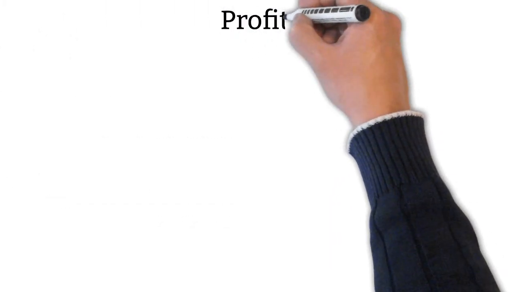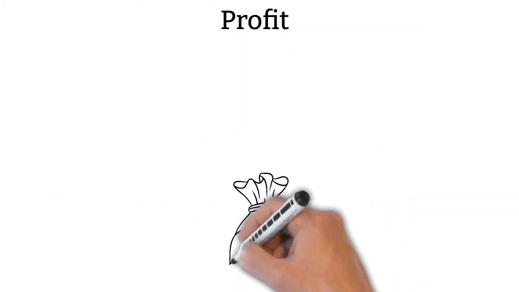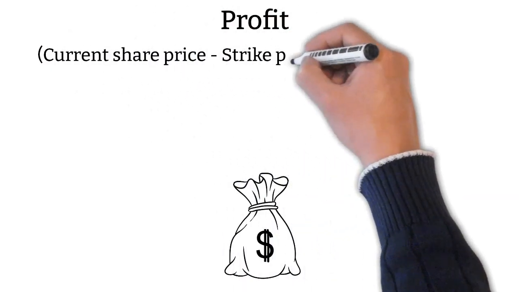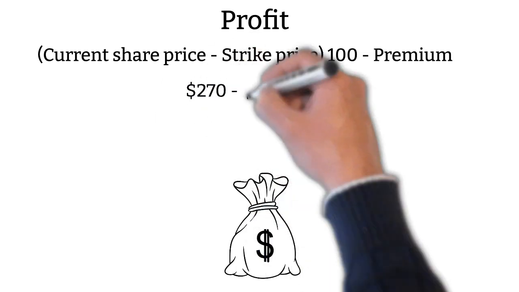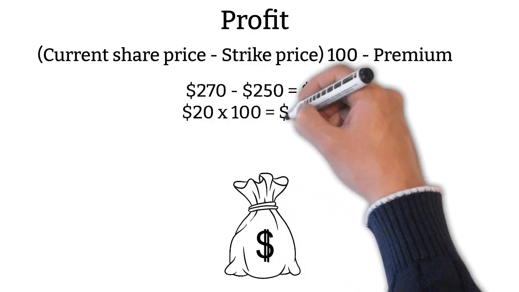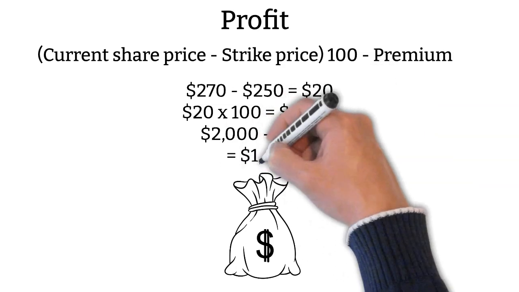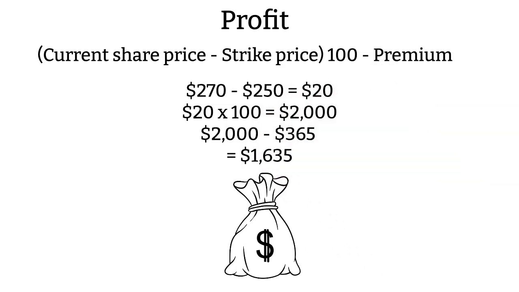Figuring out your total profit from a call contract is pretty simple. You would take the current share price, subtract the strike price from it, multiply that times 100, then subtract the premium. So if Microsoft was trading for $270 per share, you would subtract the $250 strike price, which would give you $20, multiply that times 100, which would give you $2,000, subtract the premium, which is $365, and your total profit would be $1,635.